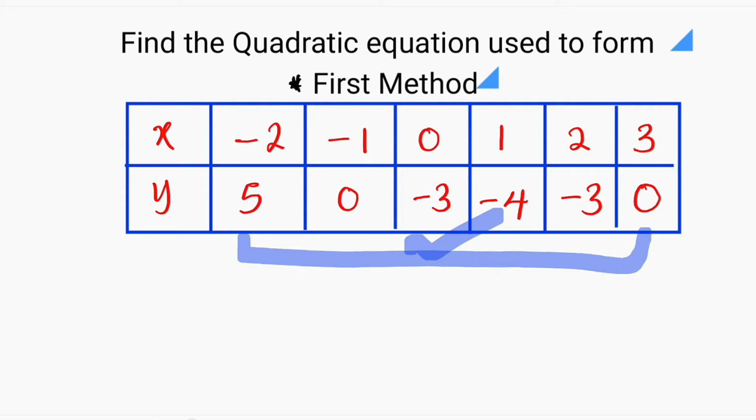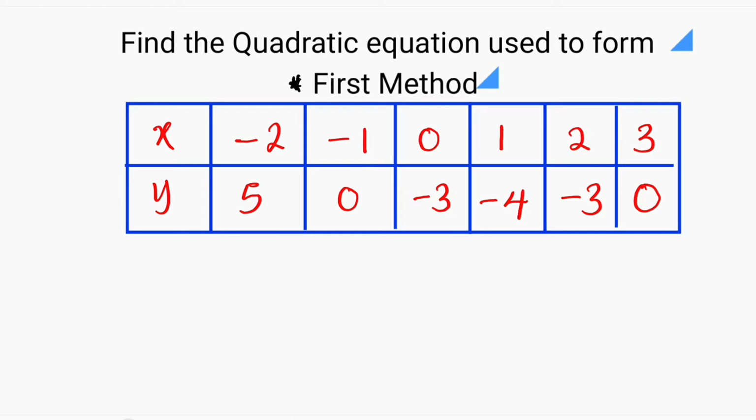First of all, let us write the general form of this quadratic equation. Remember, it is written as ax squared plus bx plus c equal to 0. This is the general equation where a, b, c are all constants. So to find this quadratic equation used to form this table right here, we have to find a, b, and c. C is the simplest value to find because remember it is the y-intercept. That is the value of y when x is equal to 0.